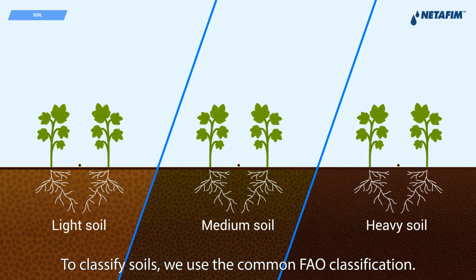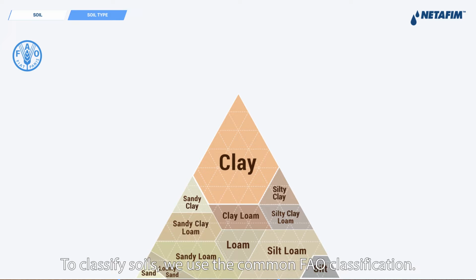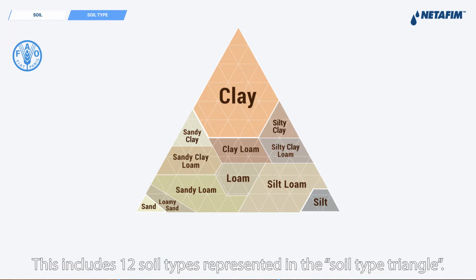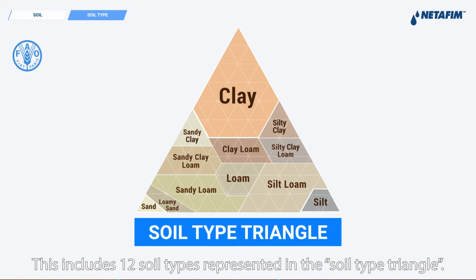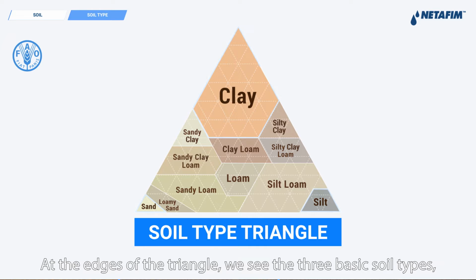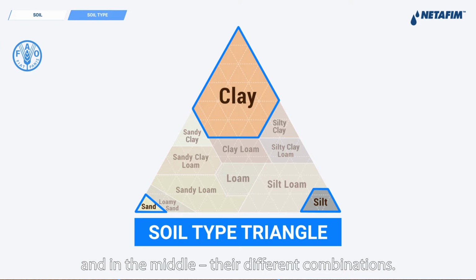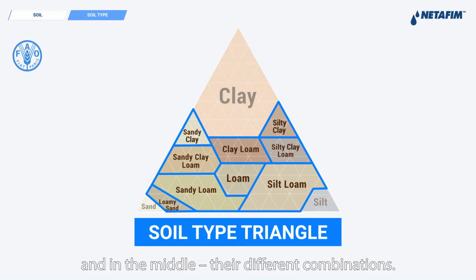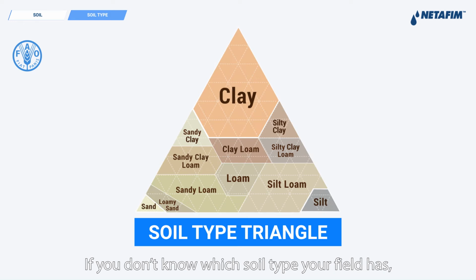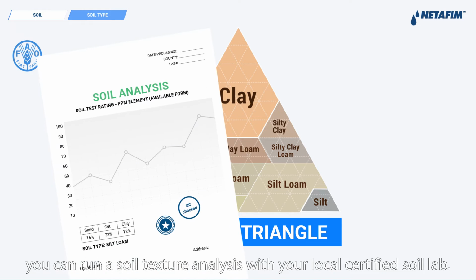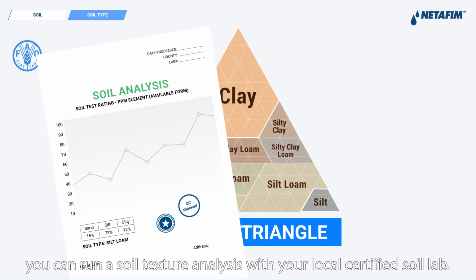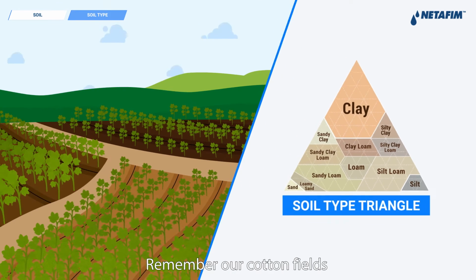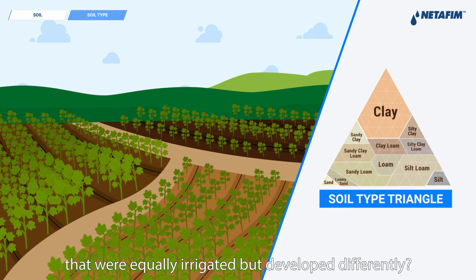To classify soils, we use the common FAO classification. This includes 12 soil types represented in the soil type triangle. At the edge of the triangle, we see the 3 basic soil types, and in the middle, their different combinations. If you don't know which soil type your field has, you can run a soil texture analysis with your local certified soil lab.